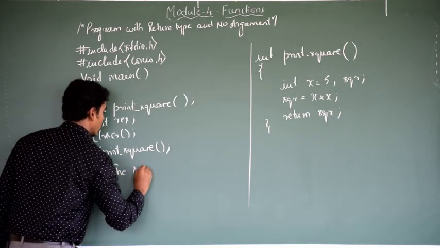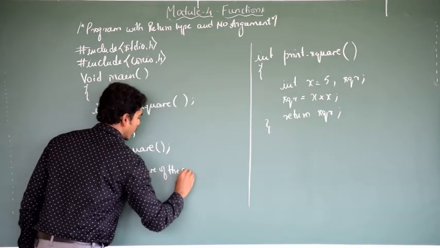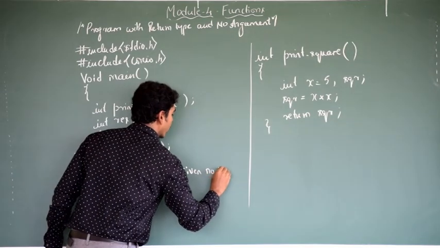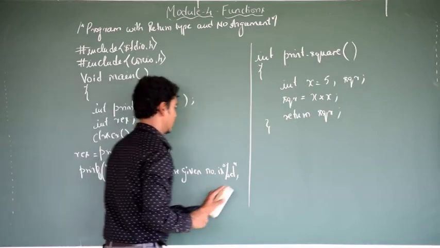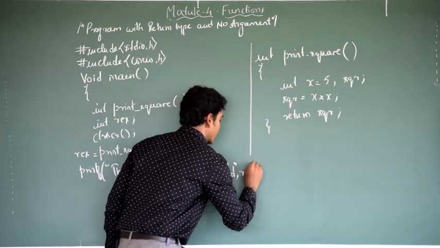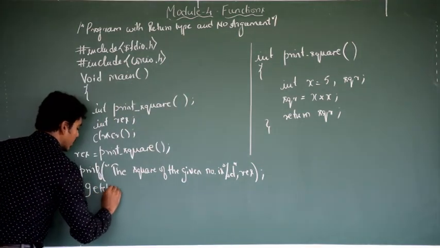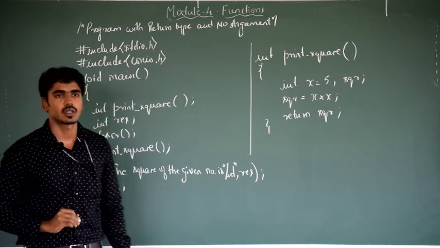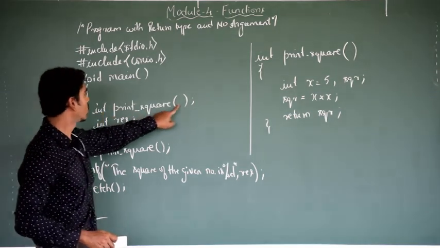The square of the given number is %d, result. Getch, end of the program. So this is the second program with a return type and no argument.